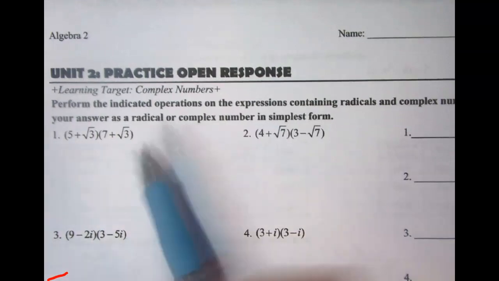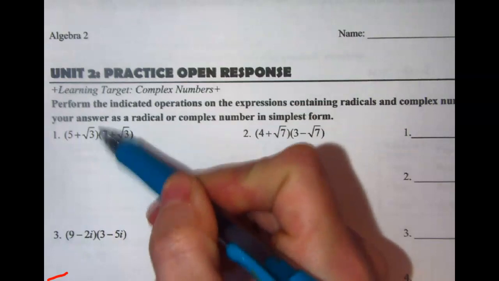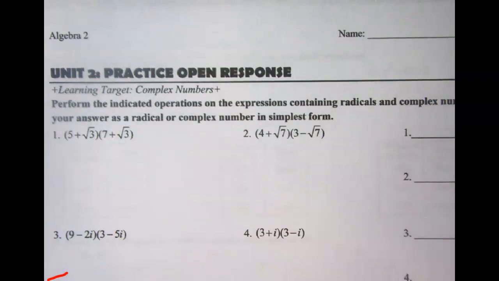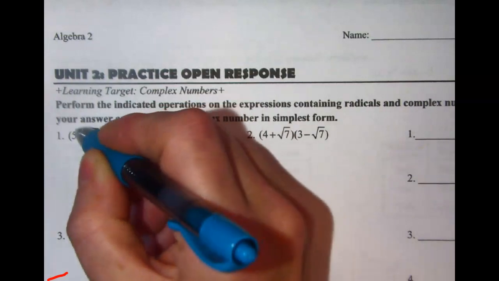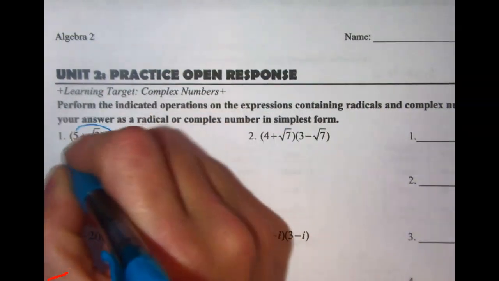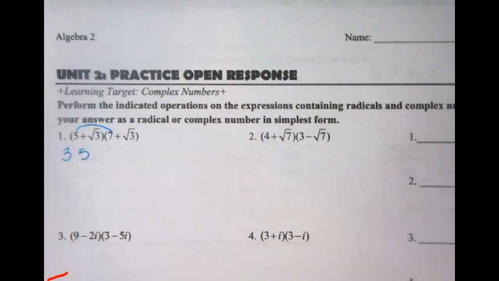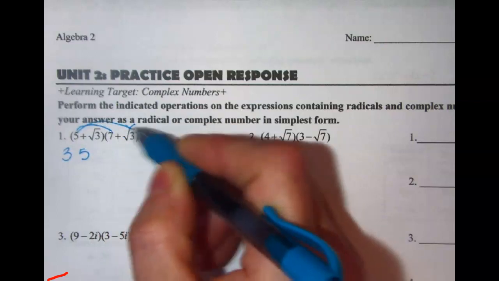So if you recall, we've got 2 things multiplied by each other because there's nothing in the middle. So what we're going to do is double distribute. Some people use the box method. Some people use double distribute. So I'm going to just do double distribute. 5 times 7. And then I get 35. And then 5 times, this is a positive root 3.